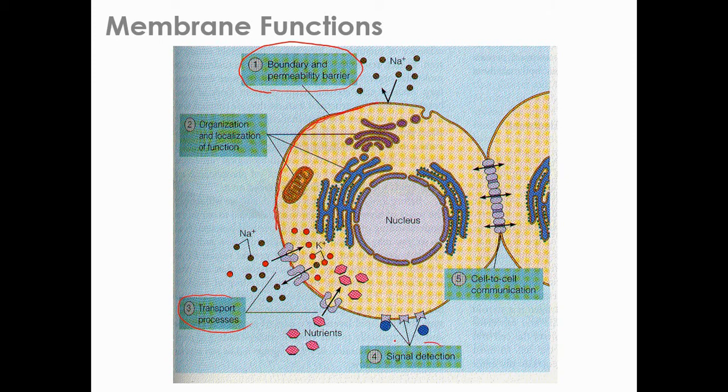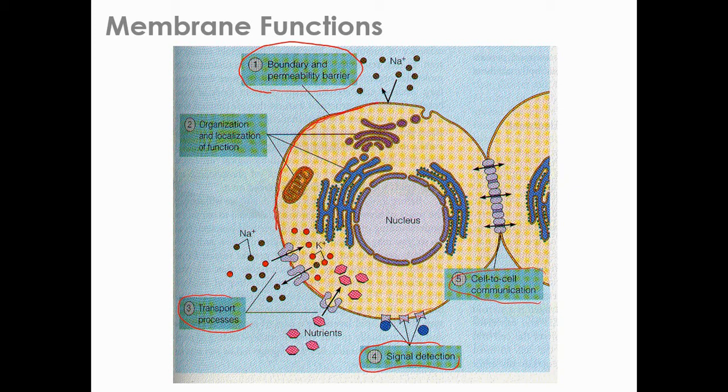And then we have signal detection. Because they are present in the membrane, because they act as the boundary, they will be the ones to communicate. So this is related to cell-to-cell communication. They are the ones that have the ability to send signals and to communicate with other cells and other substances outside the cell, diba?